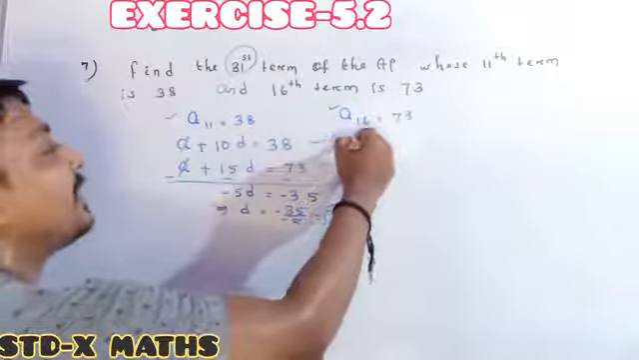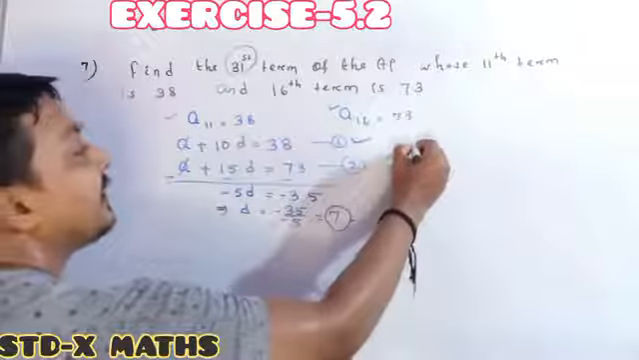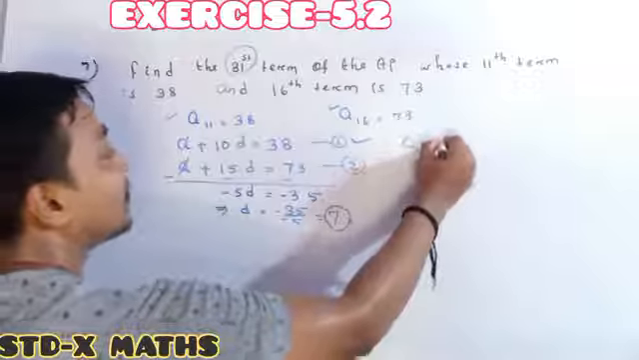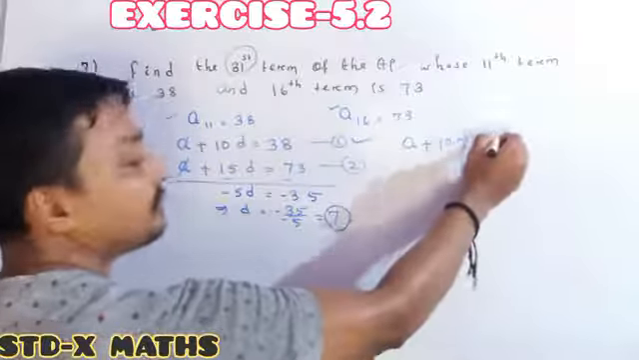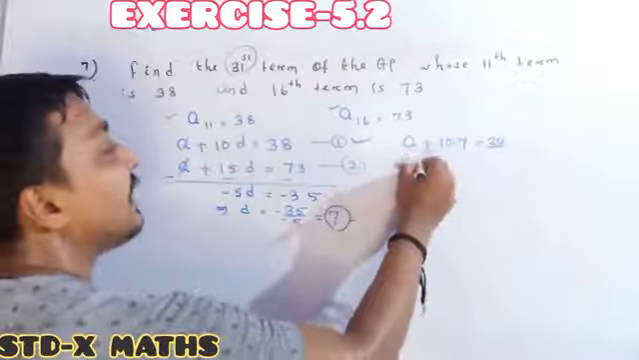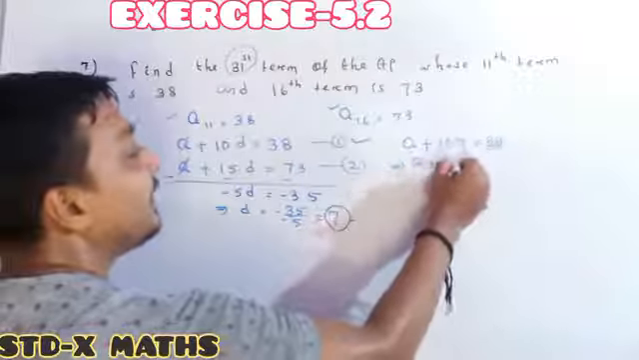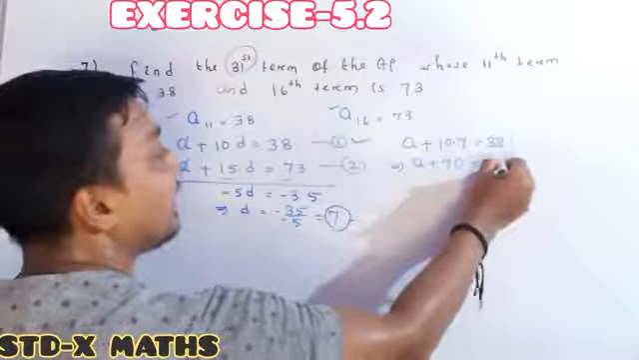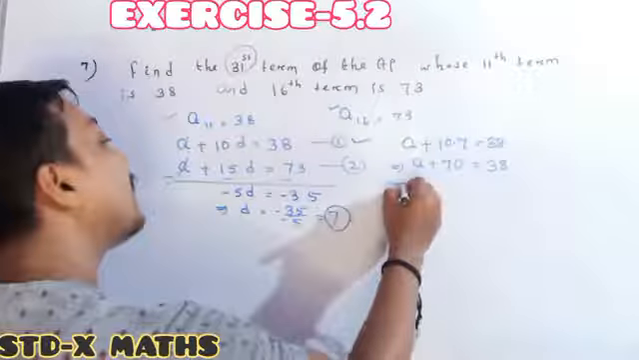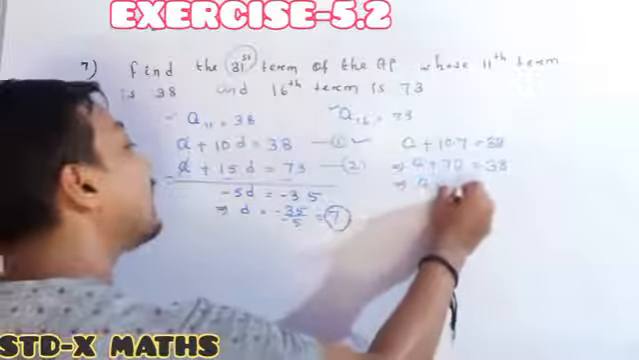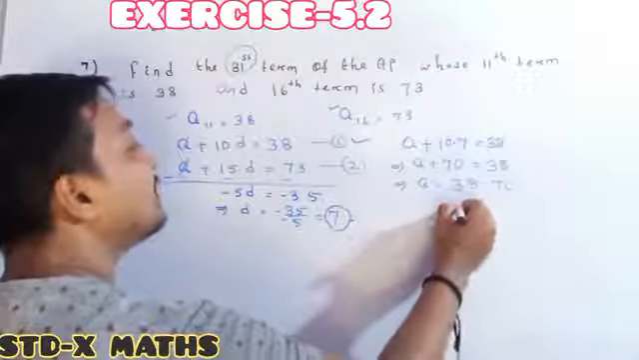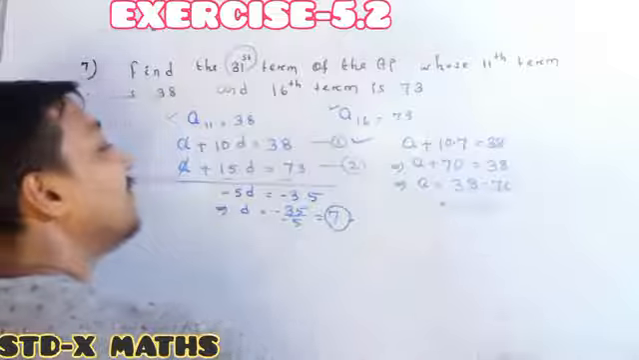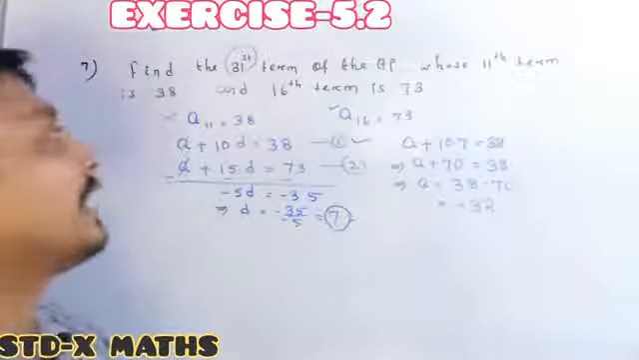Suppose I am putting in equation 1: A plus 10D, meaning 10 into 7, is equal to 38. Which implies A plus 70 is 38. It implies A is equal to 38 minus 70, which is minus 32. It means A is minus 32.